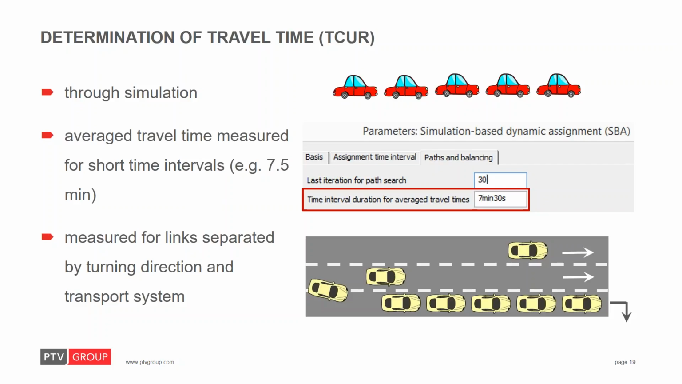This, of course, is more realistic because queuing effects for certain turns, for example due to insufficient flare lengths, are taken into account. So we can see this in the picture on the bottom right. There are vehicles queuing to turn right, but the vehicles moving straight are not affected. So their travel times on these links are faster.